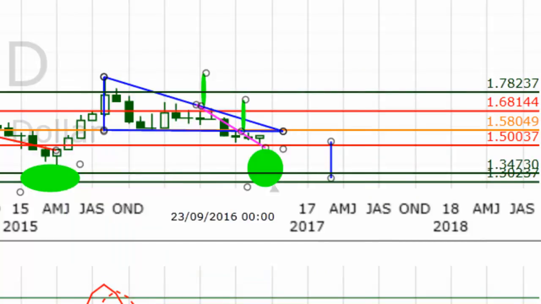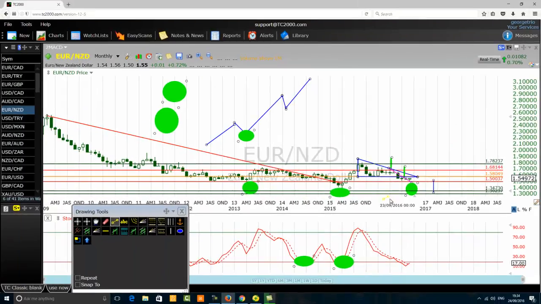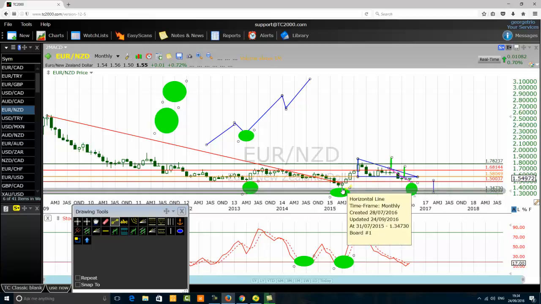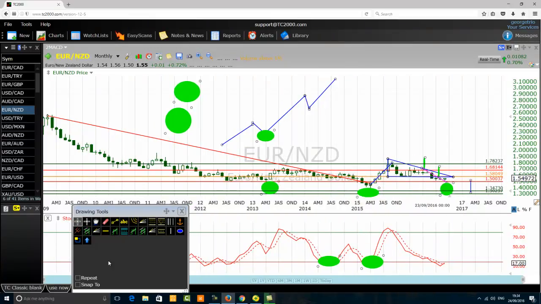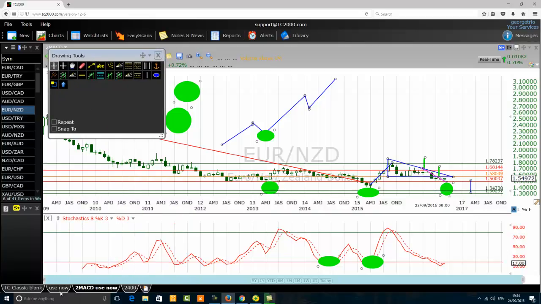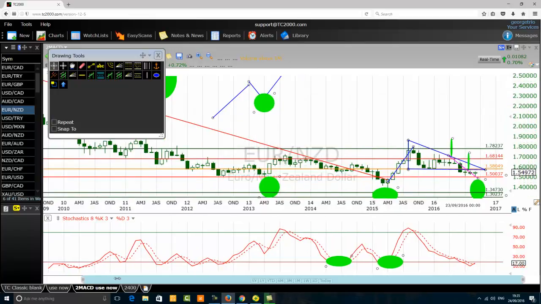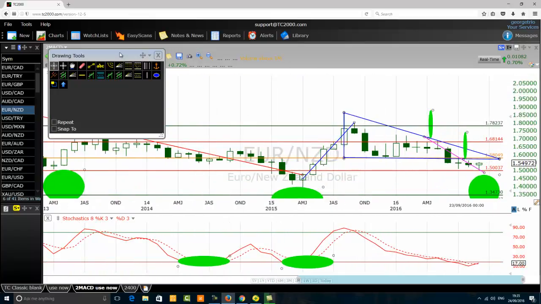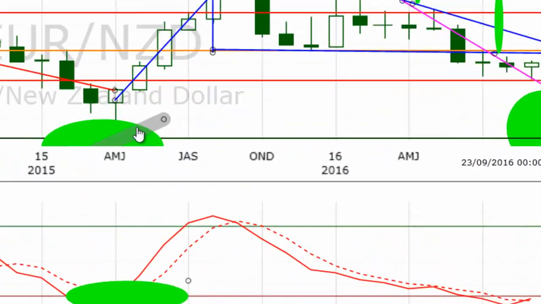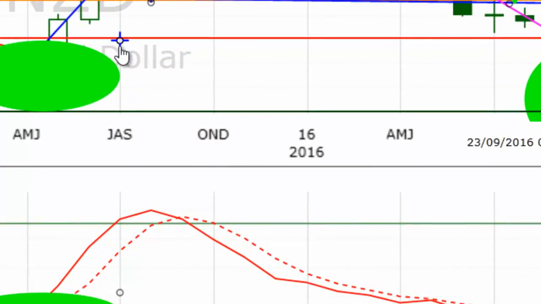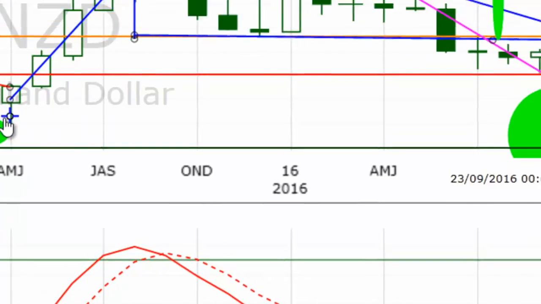So now we can start counting Elliott wave, and here it is. The first Elliott wave is this one here, from here to here. I just want you to follow me. Okay, let's zoom into it. So the first Elliott wave for the Euro New Zealand dollar on this monthly chart is this price action from here to here.